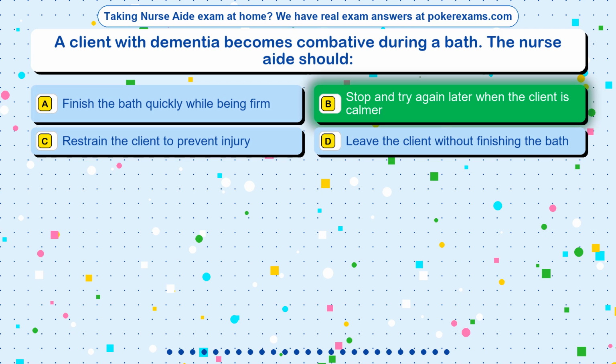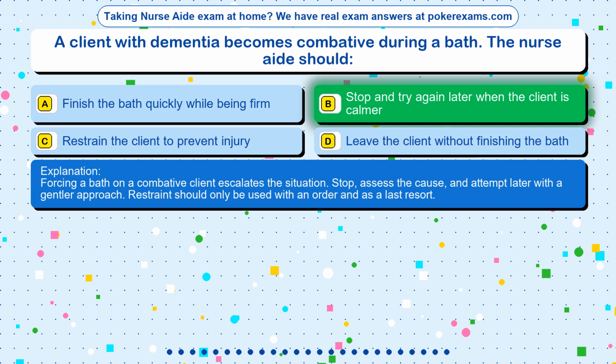The correct answer is option B. Stop and try again later when the client is calmer. Forcing a bath on a combative client escalates the situation. Stop, assess the cause, and attempt later with a gentler approach. Restraint should only be used with an order and as a last resort.